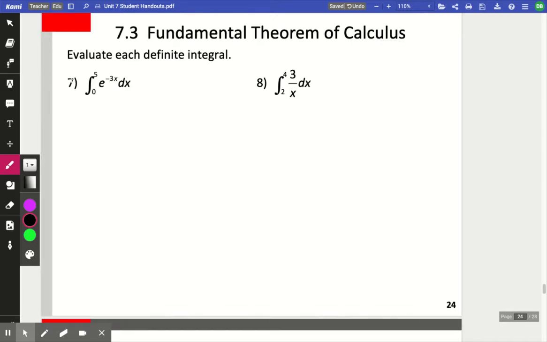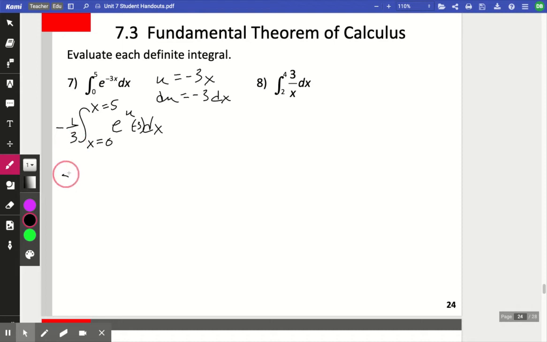All right, so I've got the integral from 0 to 5 of e to the negative 3x. All right, so I'm going to do a u substitution of negative 3x. So I have the integral from x equals 0 to x equals 5 of e to the u dx. So remember, du is negative 3 dx. So I need a negative 3 with the dx and a negative 1/3 on the outside. So now I have negative 1/3 integral of e to the u du.